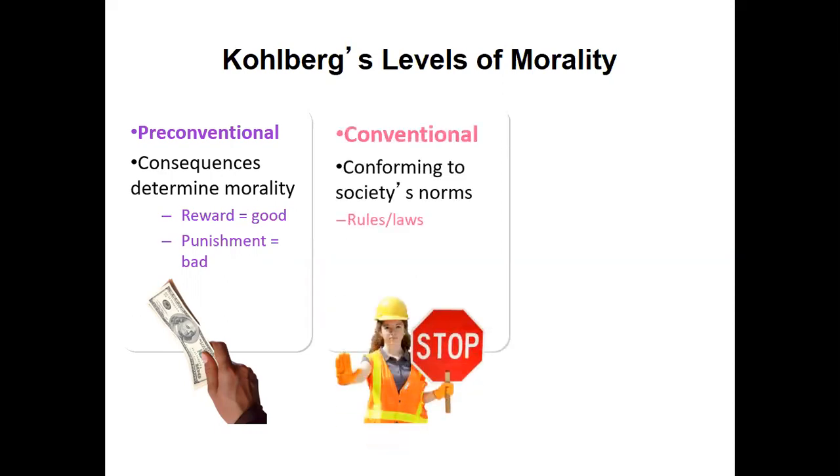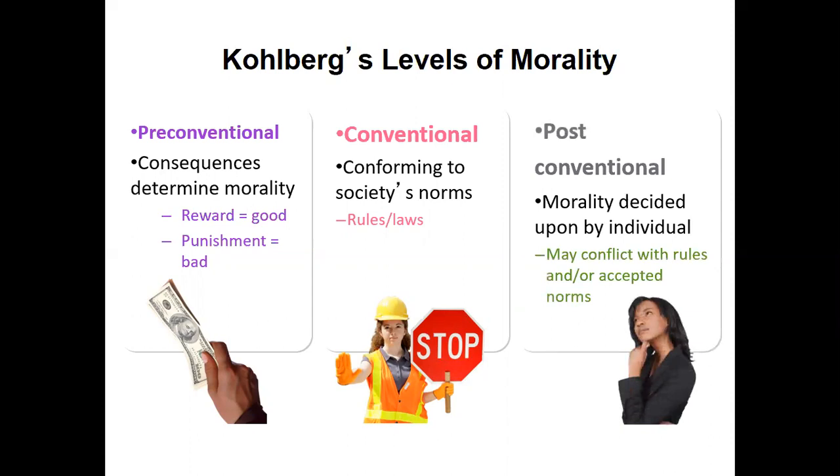Later on, we reach the conventional level. Here, moral reasoning is going to be heavily based on conforming with social rules and laws. Okay, what are the norms of society? And individuals start to recognize that social rules preserve law and order, they keep things in check, and that they provide an overall good for the citizens of the community. So this is the idea that rules and laws really are useful and we should follow them.